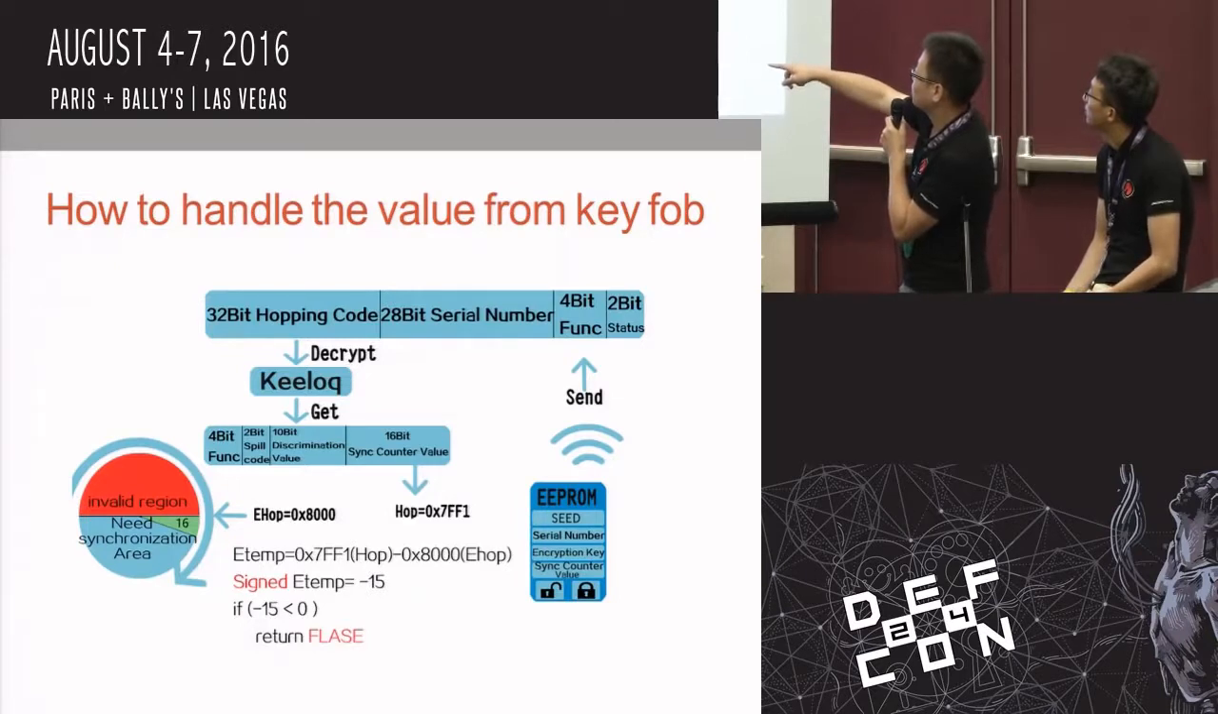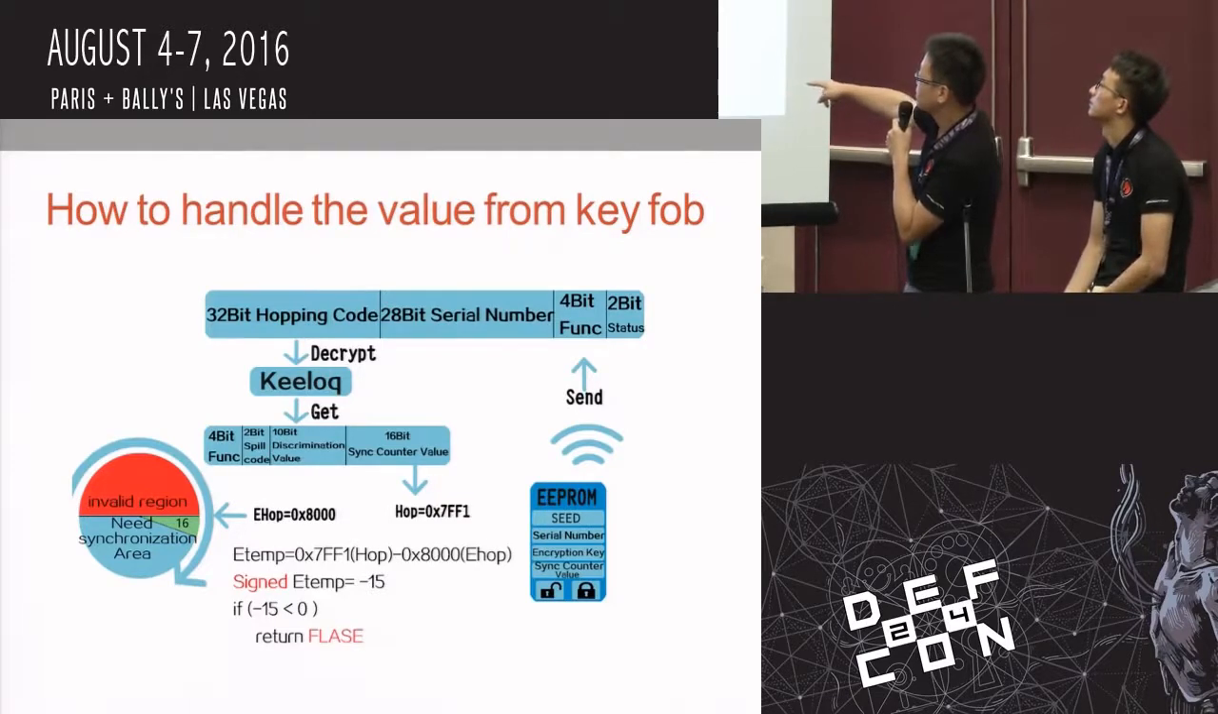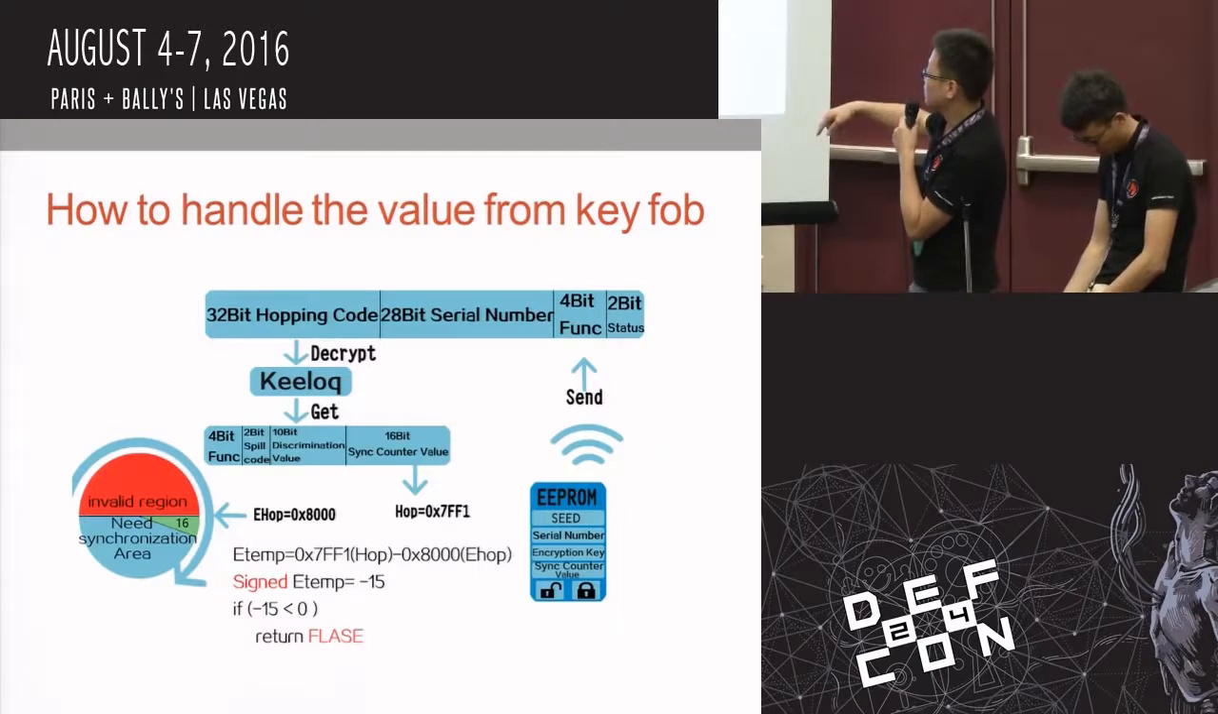So we have the 4-bit function code, 2-bit spear code, discrimination value, and sync counter value. The sync counter value is the most important. If the sync counter value is 7F1, and EHOP means the sync counter value saved in the car, then HOP minus EHOP gives etemp. That means the value is negative 15, so it's smaller than 0, and it returns false.